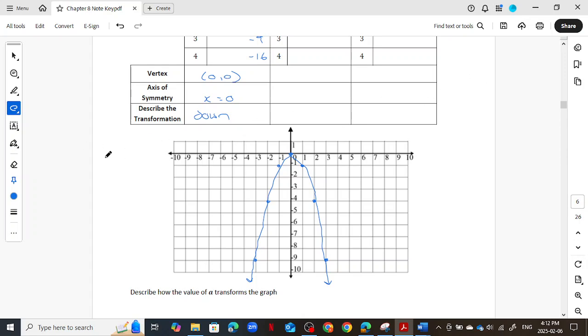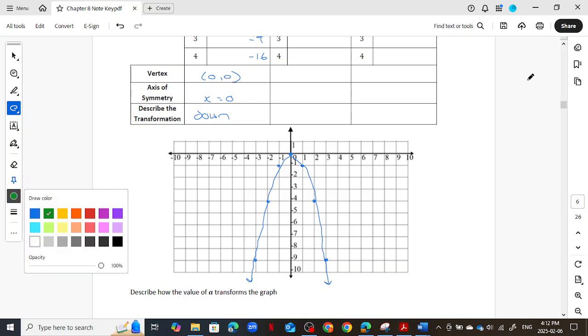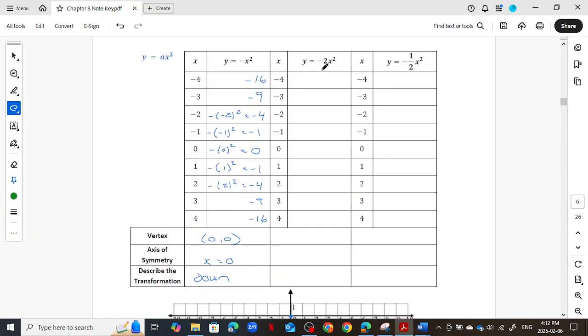All right, let's look to see what happens if we throw a 2 in there as well. So if we've got y equals negative 2x squared, what do you think is going to happen? Well, let's start with 0. Negative 2 times 0 squared is still 0. If I plug in 1, 1 squared is 1 times negative 2 is negative 2. If I plug in 2, 2 squared is 4. 4 times negative 2 is negative 8. If I plug in 3, 3 squared is 9. 9 times negative 2 is negative 18.